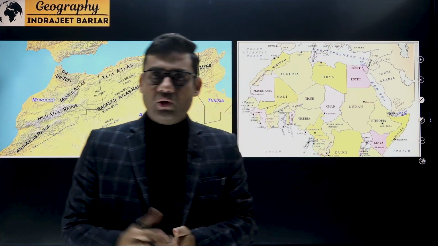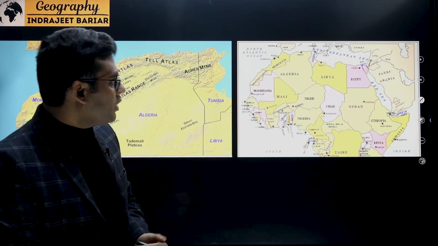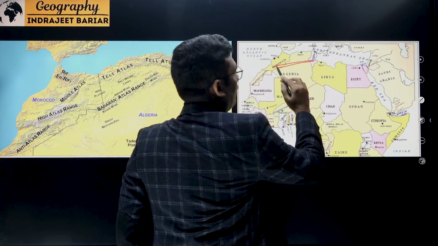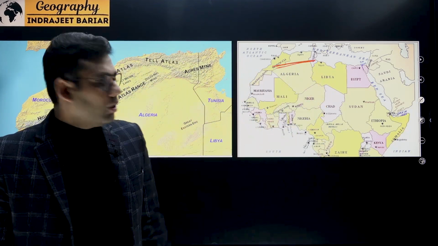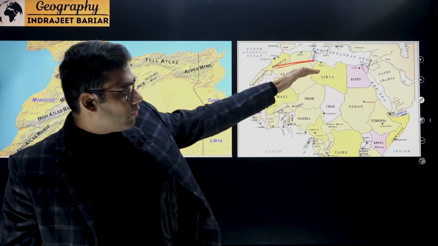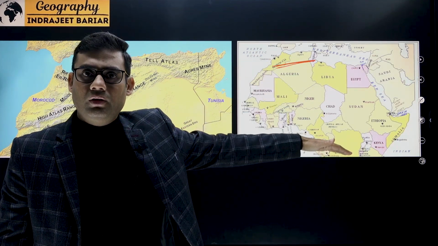The second feature with us is Atlas Mountains. Now Atlas Mountains are whole mountain ranges, and these Atlas Mountains are spread over Morocco, Algeria and Tunisia. Now these are the fold mountains which separate Mediterranean Sea from the Sahara Desert.